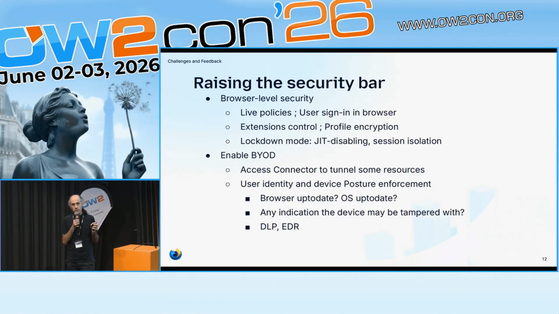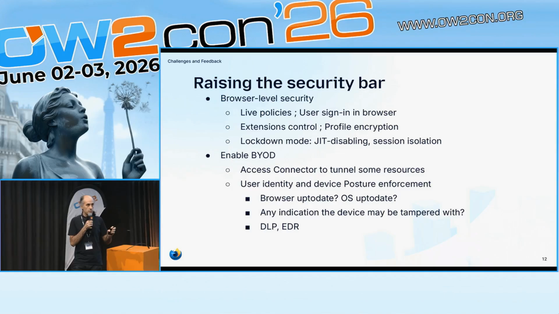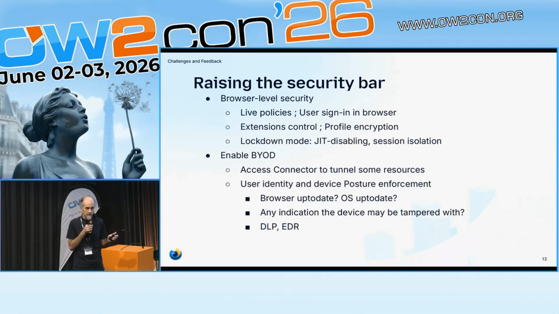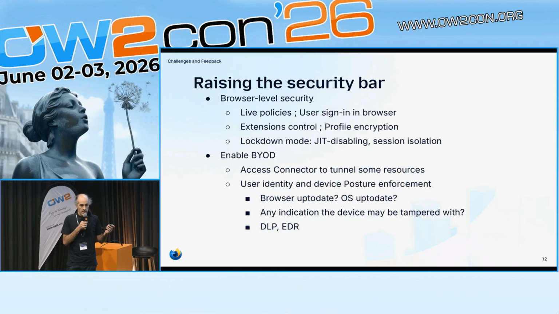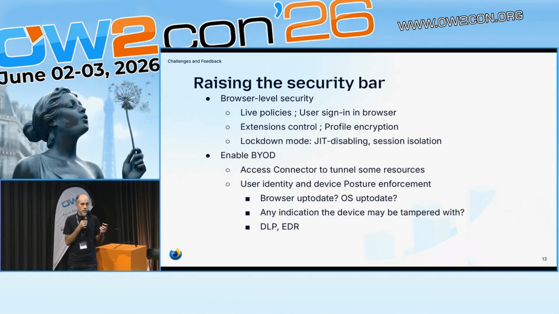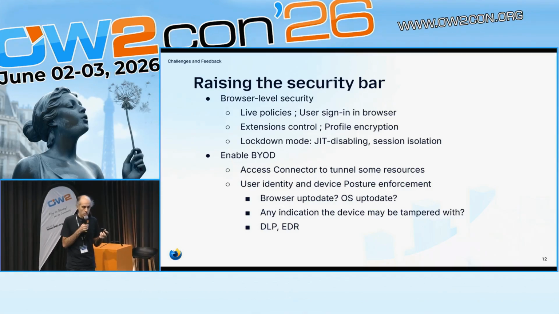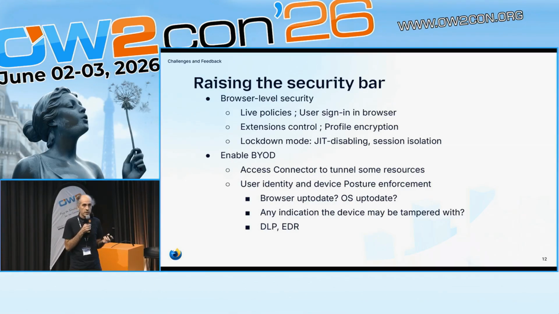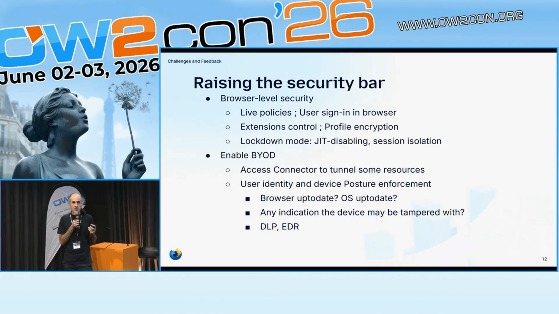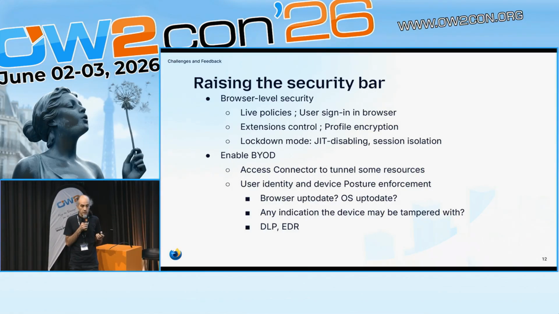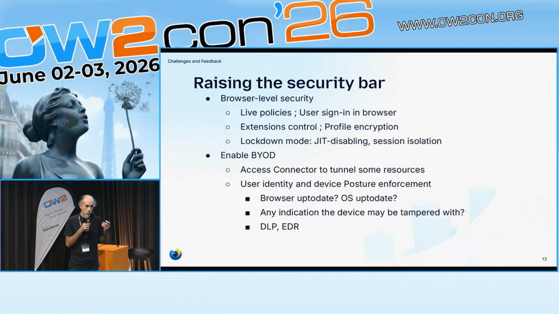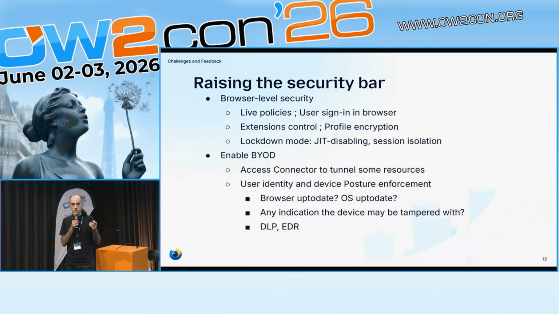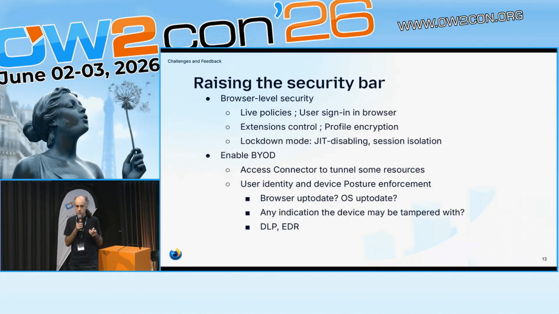Access connectors. If you have seen the news recently, you have seen that we have integrated VPN in Firefox. Access connector is basically this, but provisioned automatically. And user identity and device posture enforcement to make sure that not just the browser, but maybe the operating system is up to date. Make sure that, for example, if there is some DLP or EDR that is required, it's properly installed. Making sure that whoever tries to access your resources is someone that should have access to it.